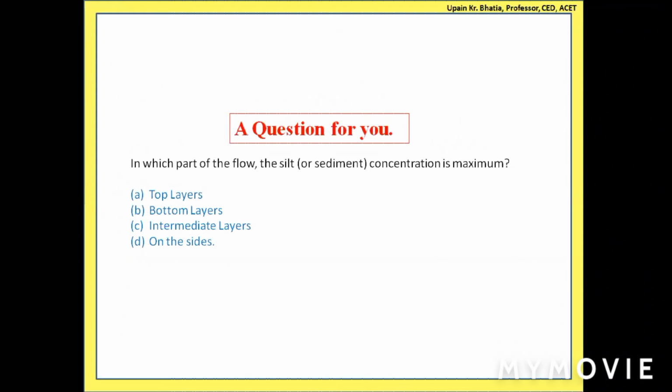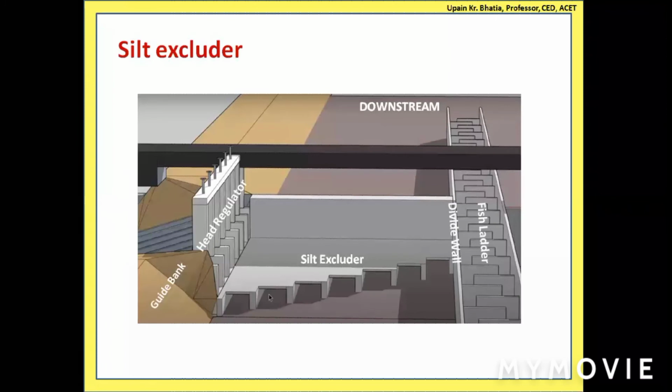Okay, so what particle size will be kept in suspension will be determined by the flow velocity. The larger particles will stay at the bottom, and only the comparatively smaller particles will be in the intermediate or top layer. They will remain in suspension in the entire water. So the silt or sediment concentration is maximum in the bottom layers. This concept was utilized in this structure.